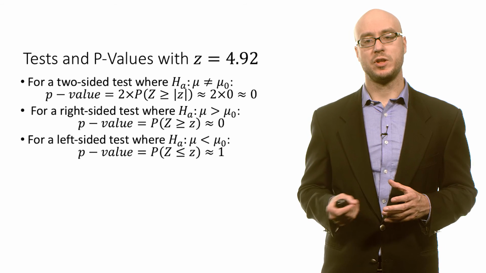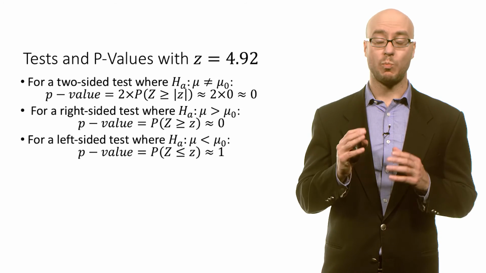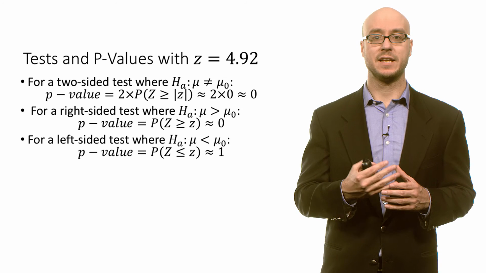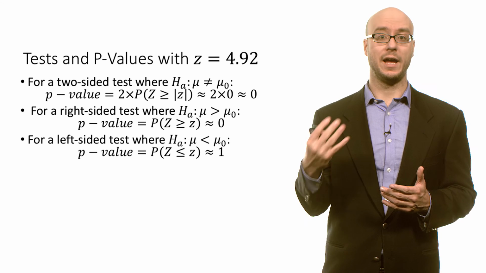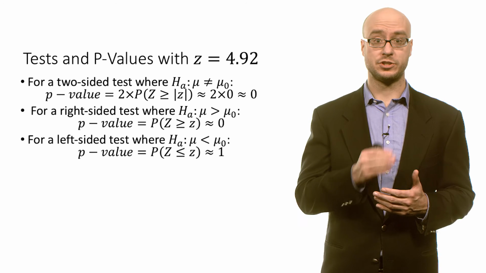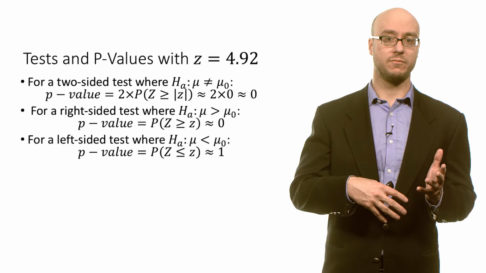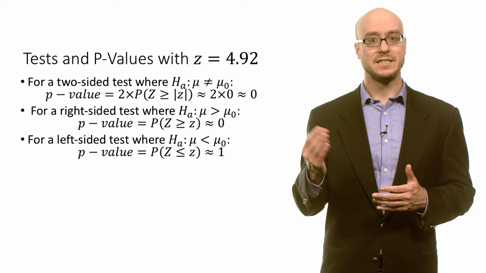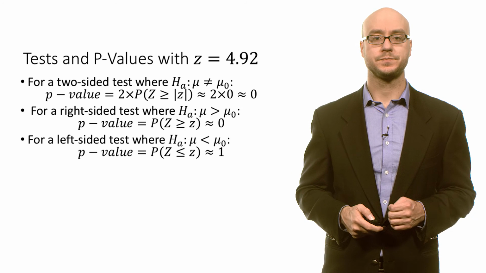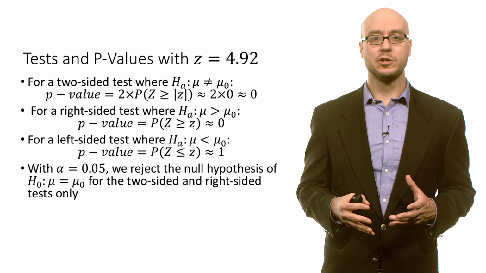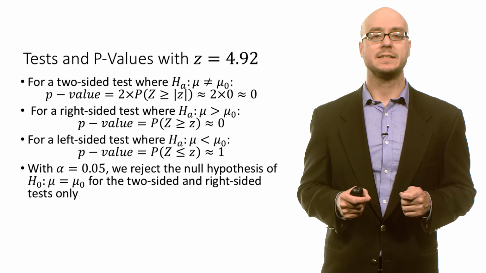For a left-sided test, where the alternative is that the population mean is less than the claimed value under the null hypothesis, the p-value is nearly 1. That just reflects the fact that the z-test statistic is so extreme, so positive, it's really quite likely to obtain, under the assumption that this null is true, any range of z-test statistics from 4.91, 4.5, to negative 5, to 2. It's very likely to have a wide range of z-test statistics less than 4.92. So in conclusion, with an alpha level of 0.05, we reject the null hypothesis for the two-sided and right-sided tests only.